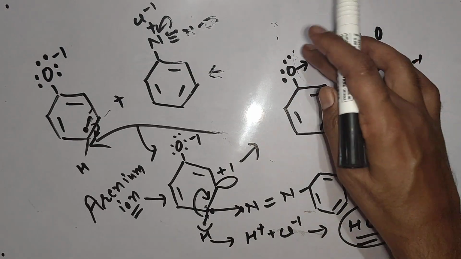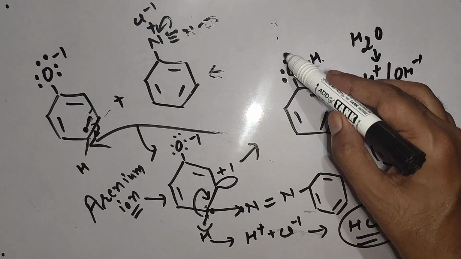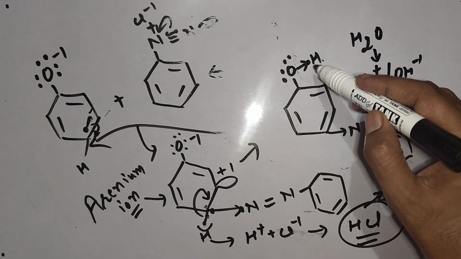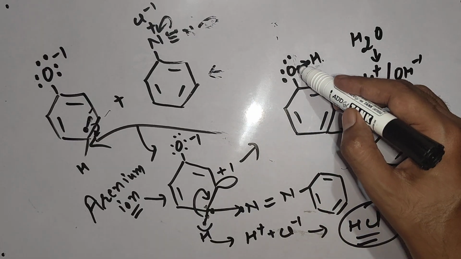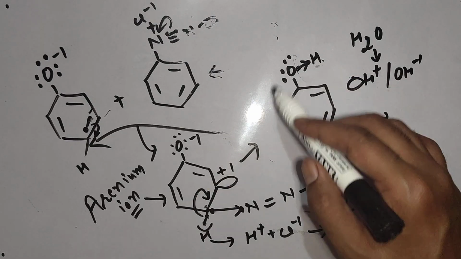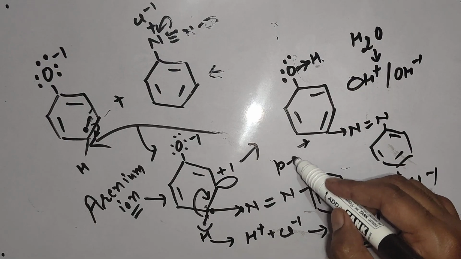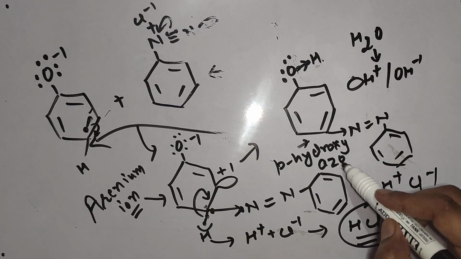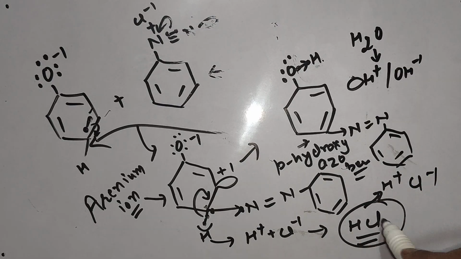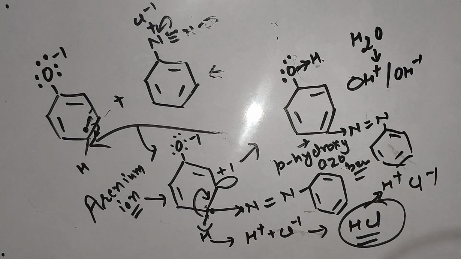like this. Due to dative bond formation, one electron is completely transferred toward hydrogen, so the negative charge of oxygen will finish, and as this hydrogen is getting one extra electron, its positive charge will finish, and one electron it will keep with itself. OH is generated. This compound which is generated here is known as para-hydroxy azobenzene. Azobenzene, side products HCl and H2O. This one is an orange color dye.